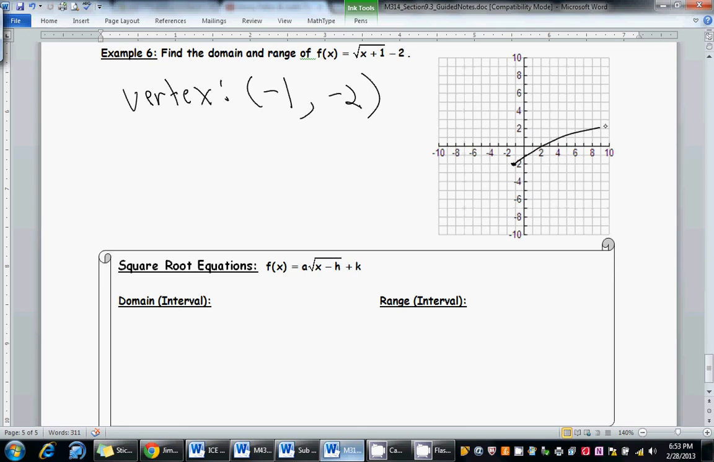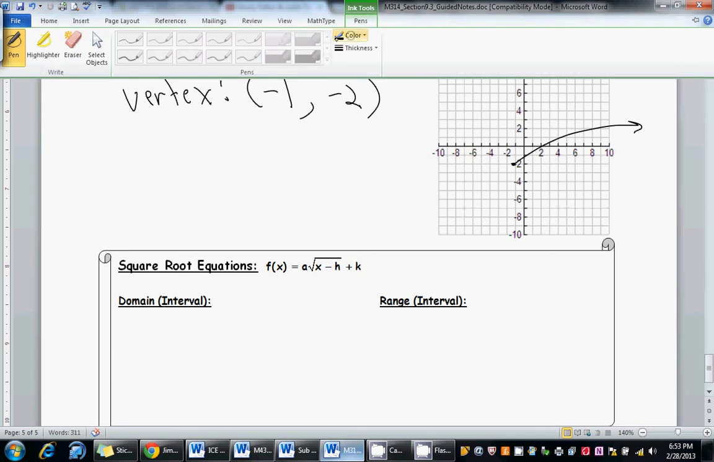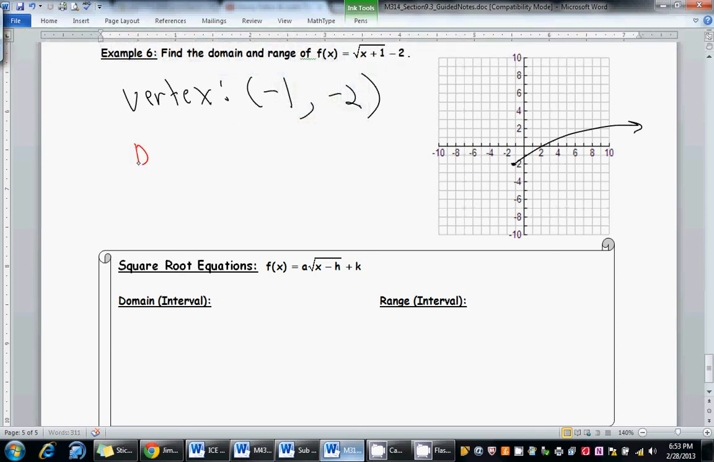So we're doing a really rough estimate here, but we can notice a couple things. It's going to go out to the right, and it's going to be going up a little bit every time. Let's talk domain. Here's my x-axis. What's the smallest value? Well, it's at my vertex right there, -1. And now this is going to the right, and I have an arrow here that shows me that forever and ever. So it's going to go out to infinity.